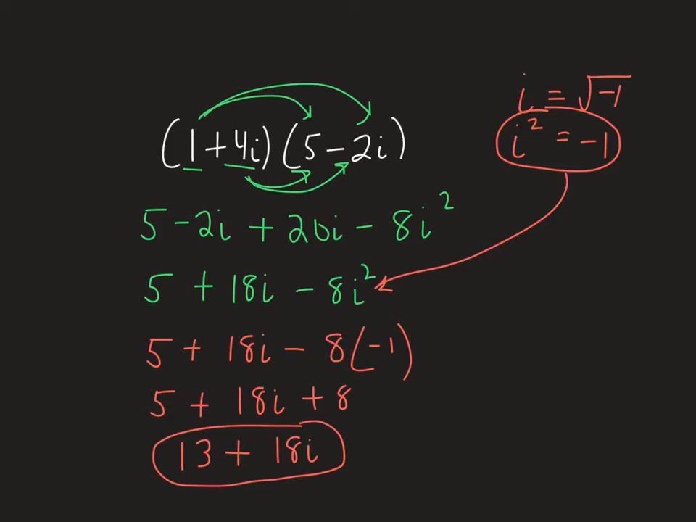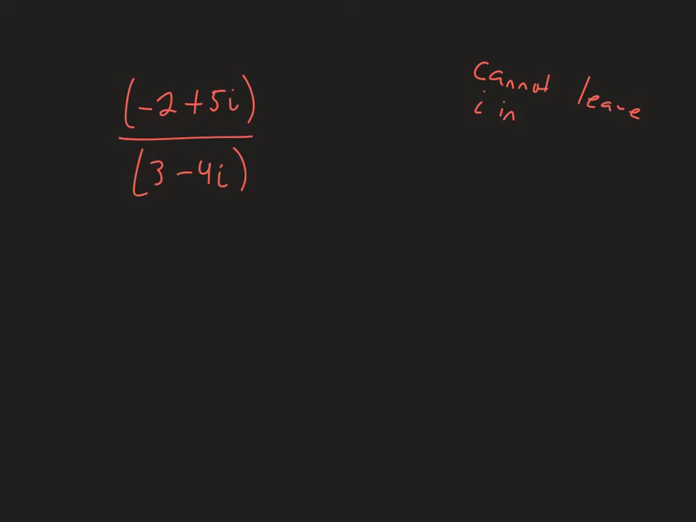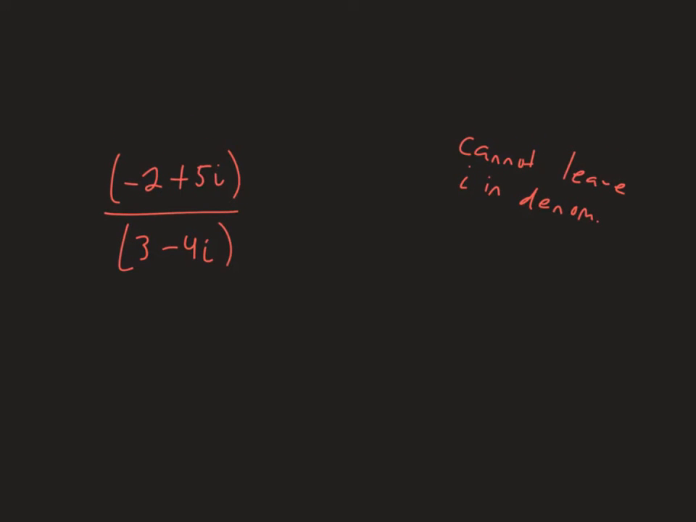Okay, and then the last thing we need to cover is division. So an example of a division problem would look like negative 2 plus 5i, and we want to divide by 3 minus 4i. Okay, so the deal here, it's not going to feel like you're doing division. We're really just simplifying. And the thing is, we cannot leave any imaginary terms in the denominator. So we need to figure out a way to simplify this to get rid of the i's in the denominator, okay?